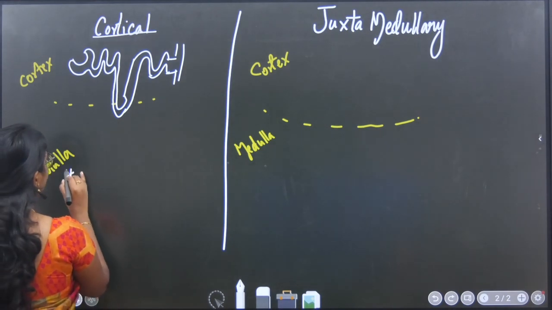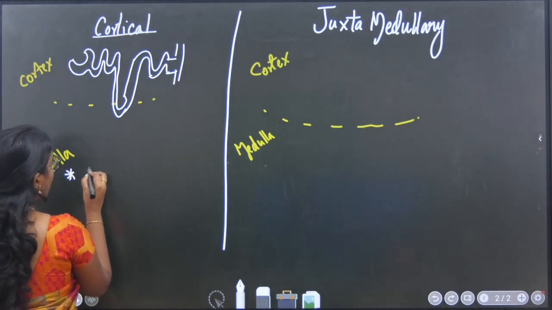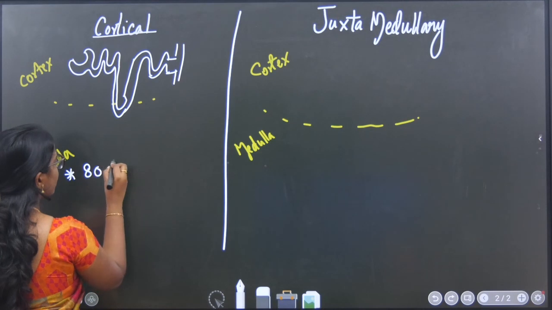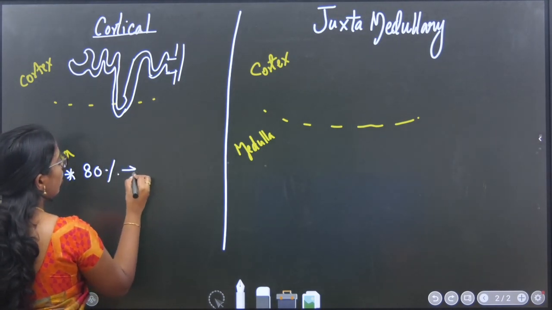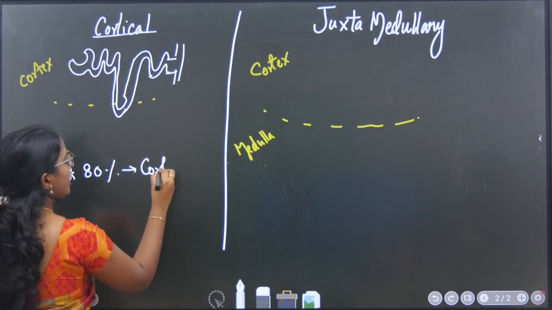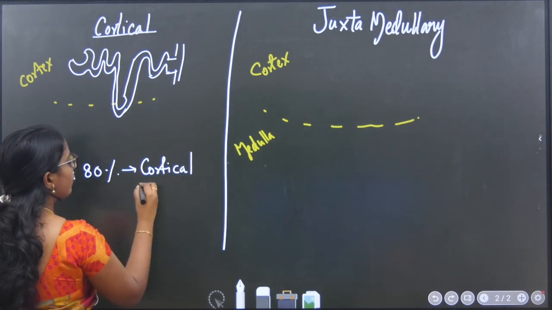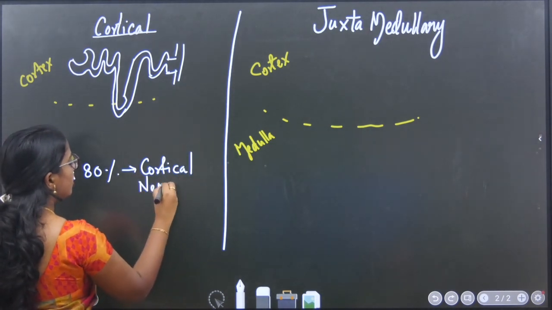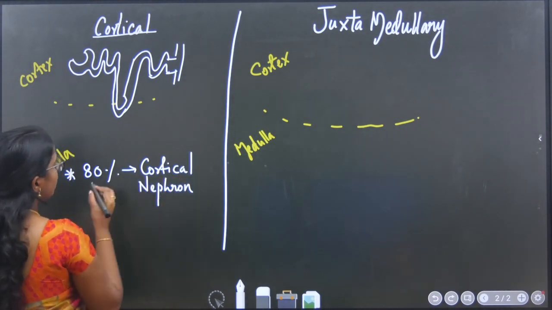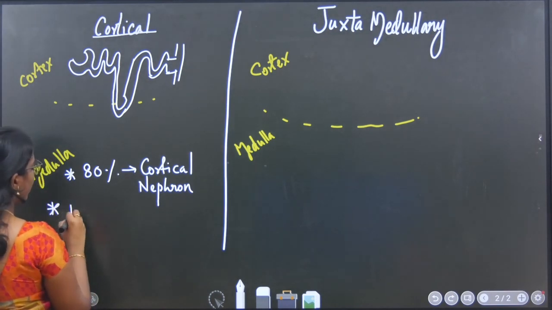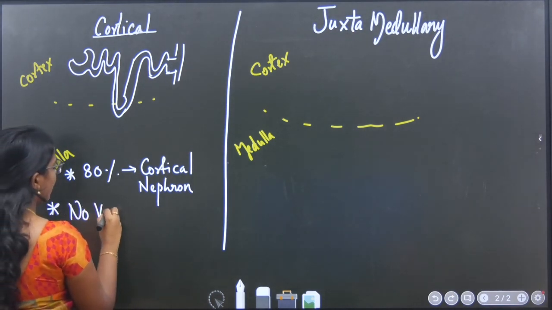Suppose we want to define the cortical nephron: 80% of the nephrons are cortical nephrons. 80% of the nephrons are of what type? Cortical nephron. And in case of cortical nephron, there is no vasa recta.